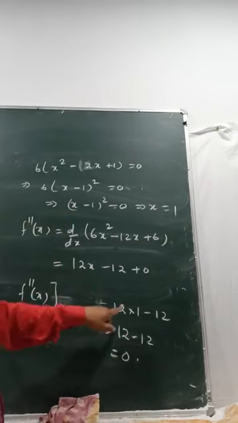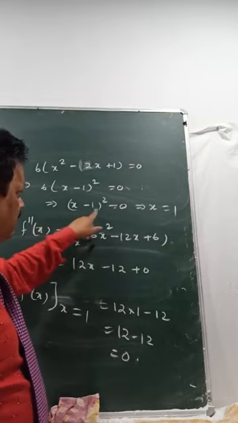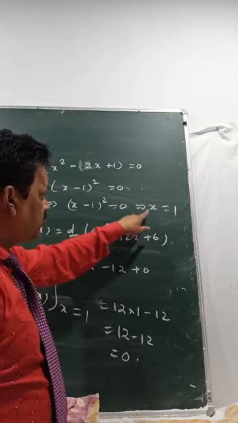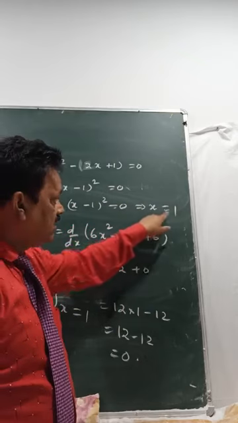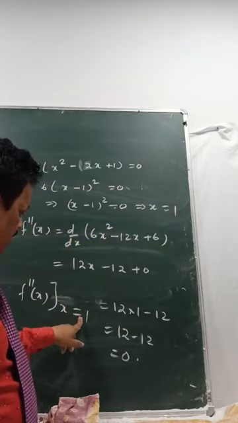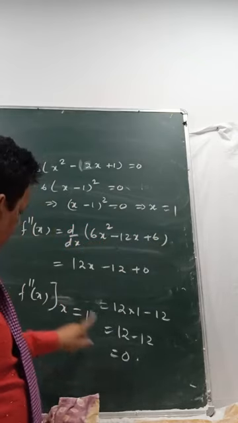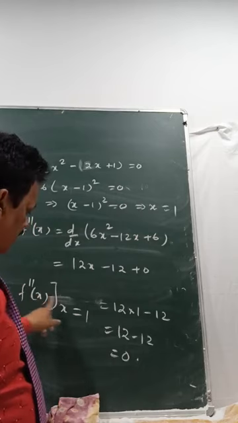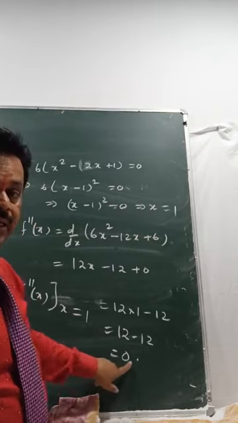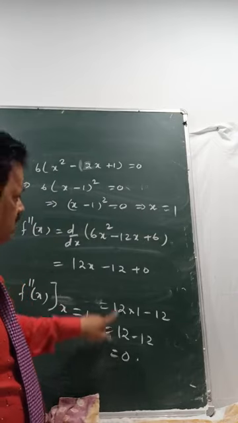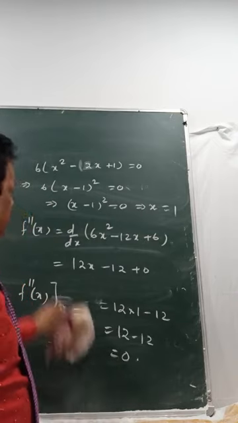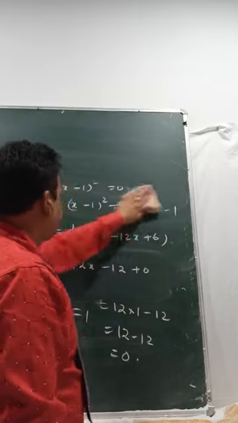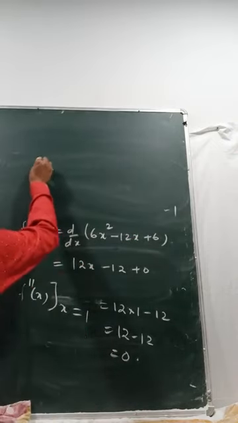So I told you earlier, if f dash c equals to 0, c gives you 1. The c value, when you put it here, if it becomes 0, means f double dash c equals to 0, your second derivative fails. Means you cannot use your second derivative. So I can write here, second derivative fails.